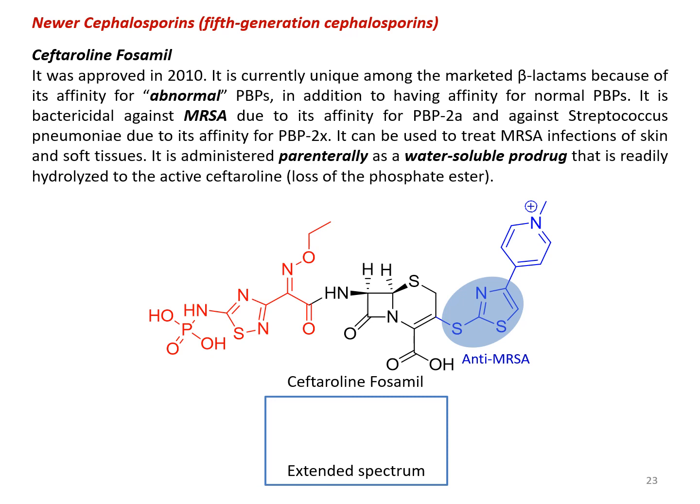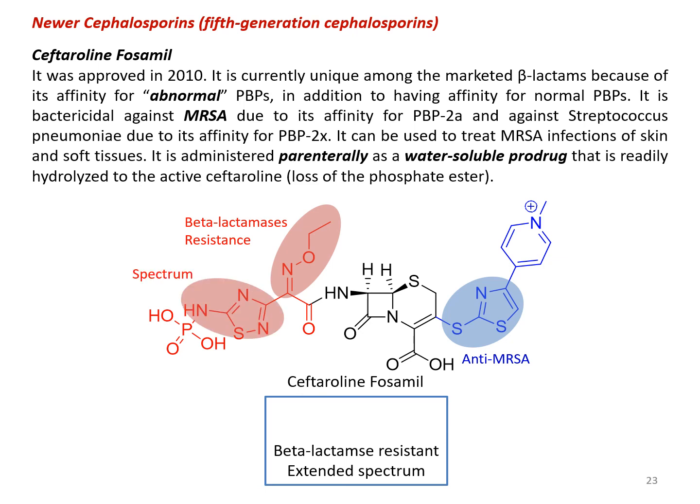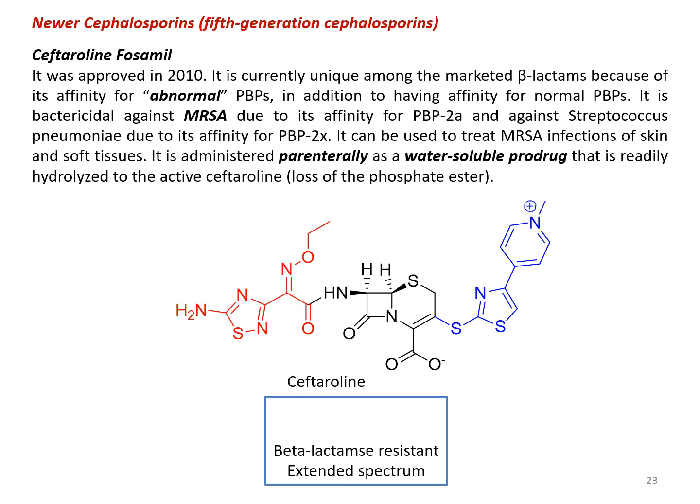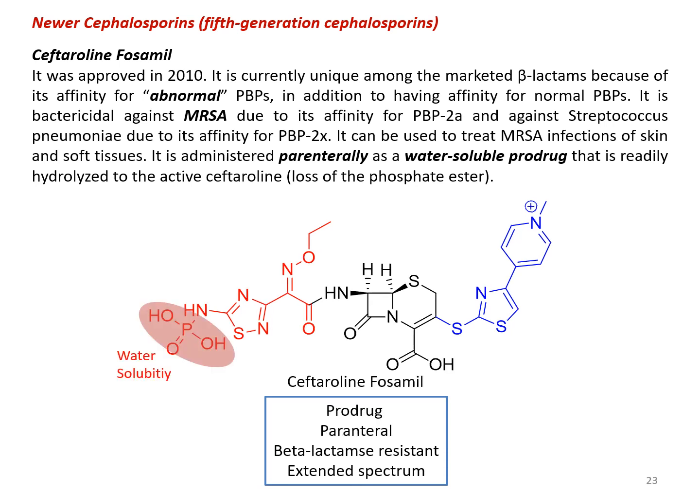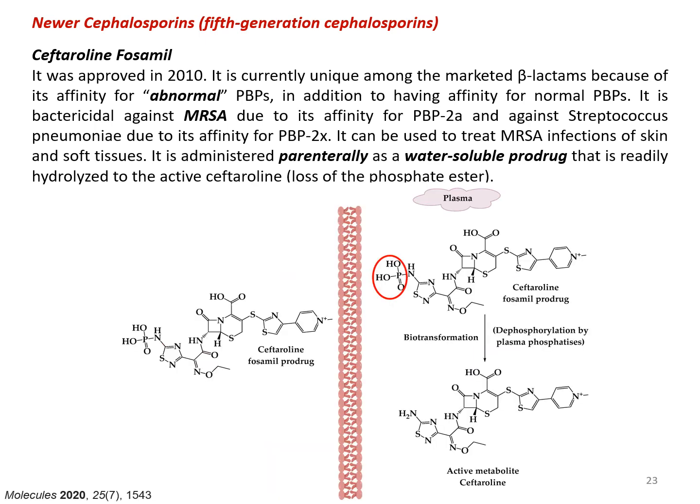Similar to what is seen in the third and fourth generation cephalosporins, the alkoxyamino group maintained resistance to beta-lactamases, and the 1,2,4-thiadiazole ring maintained the activity against gram-negative bacteria. Now, ceftaroline lacks sufficient water solubility for routine clinical use as a parenteral antibiotic owing to its zwitterionic structure. To overcome this solubility barrier, ceftaroline fosamil prodrug was developed by attaching a phosphate group to the 1,2,4-thiadiazole ring. The prodrug undergoes dephosphorylation by plasma phosphatases liberating the free ceftaroline.